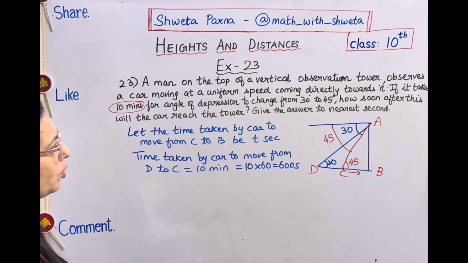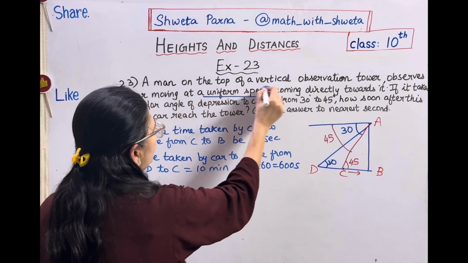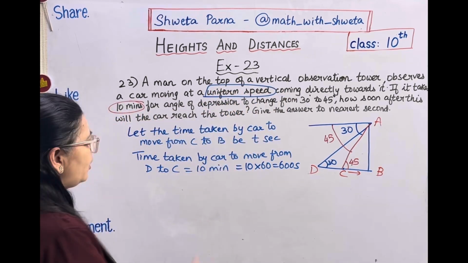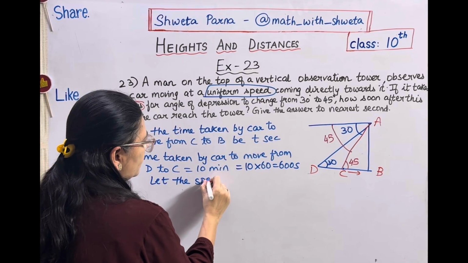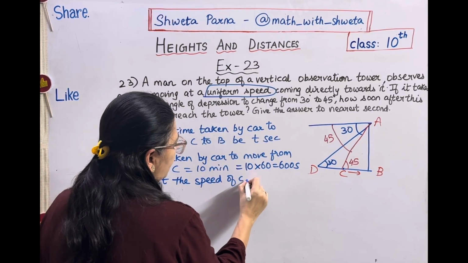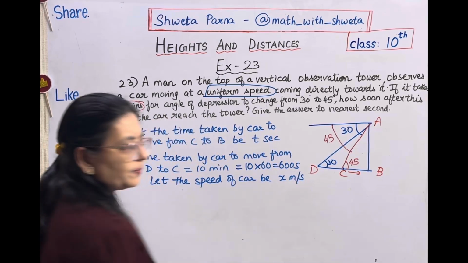Do you know the speed of the car? No, the speed of the car is not given. But they have given that the speed was uniform. Correct? So let the speed of the car be x meter per second.